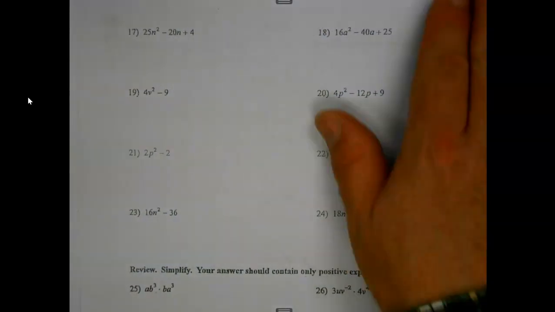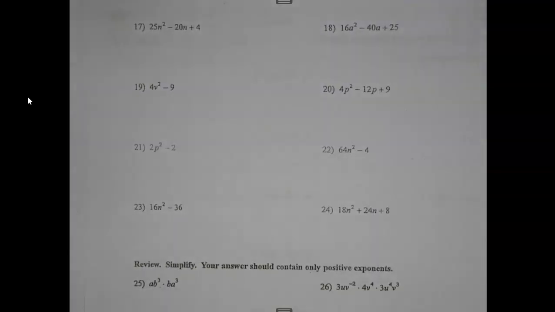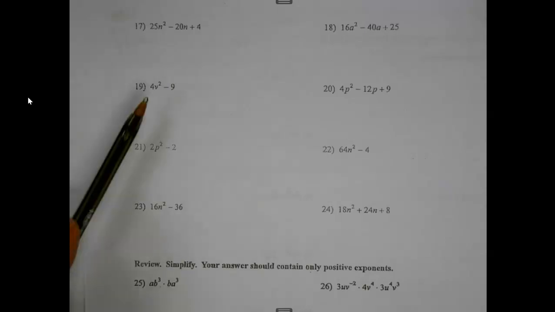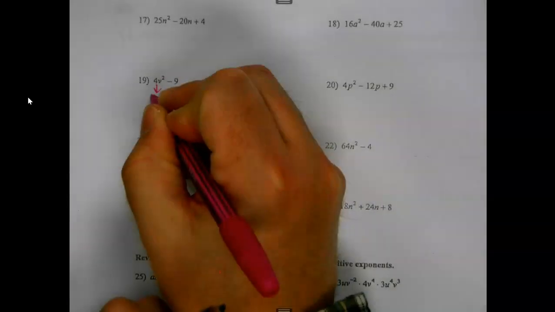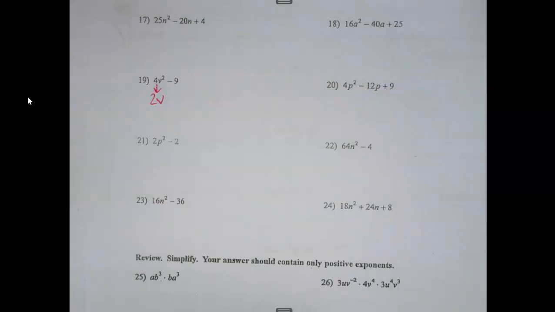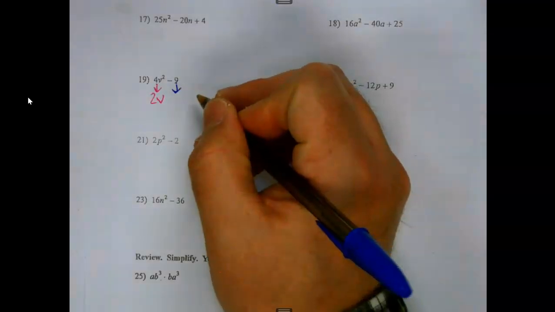So, for instance, let's say we're doing number 19. And you're like, ooh, it's one of those mini ones and they don't have anything in common. What do you times by itself to get 4? 2. And I can't forget the variable. The variable's still part of this. What do I times by itself to get 9? 3.